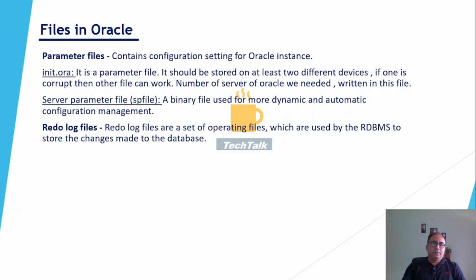Then we have redo log files. Redo log files are basically a set of operating files which are used by the RDBMS to store the changes made to the database. During the course of different transactions and operations, the database keeps making changes, and those changes are managed by redo log files.